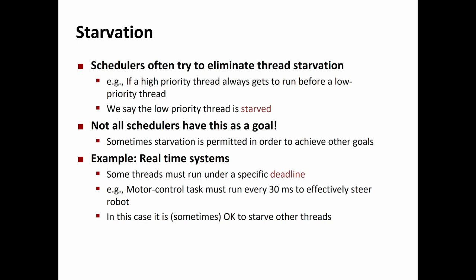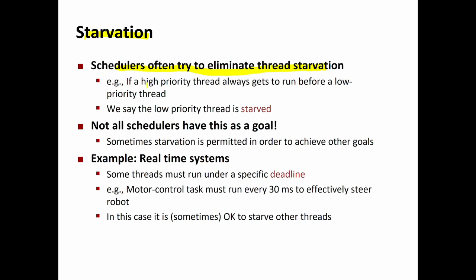Now, we have seen basically what starvation was. Starvation means if you have a process, a thread on the ready queue, we want to ensure that it eventually gets to use the CPU, sometime within a bounded time, such that it remains in execution. So schedulers often try to eliminate thread starvation.